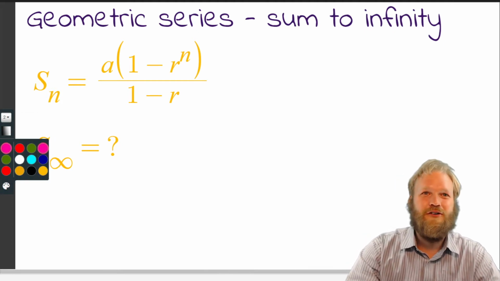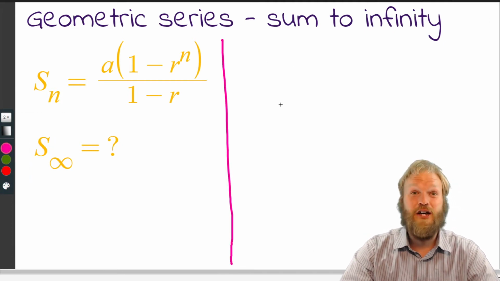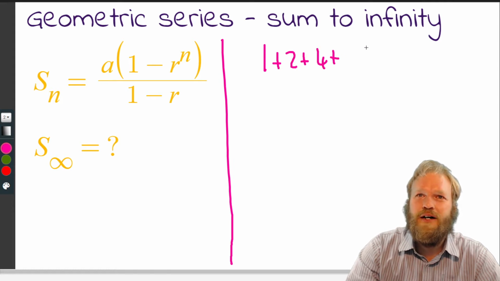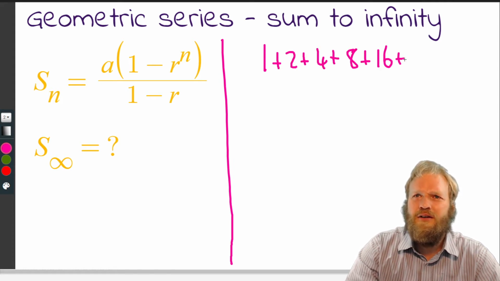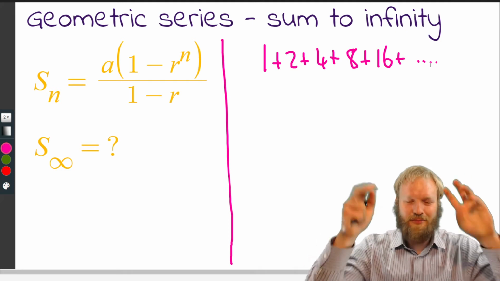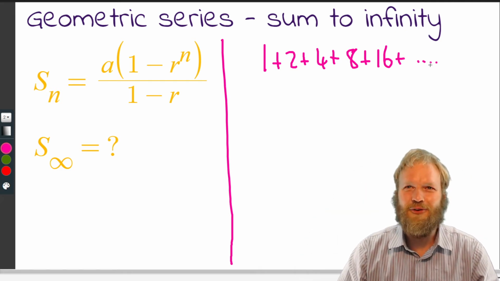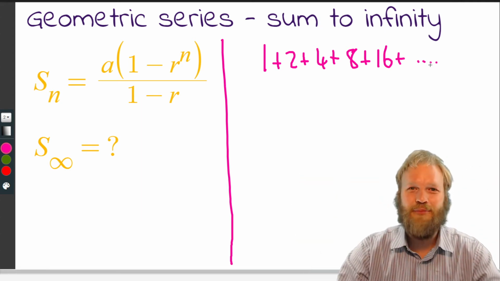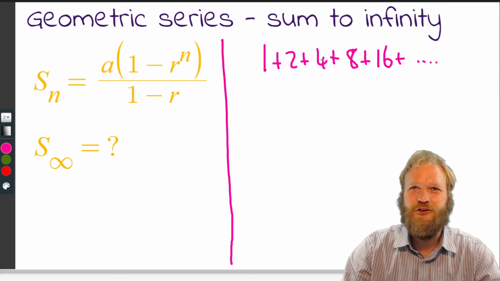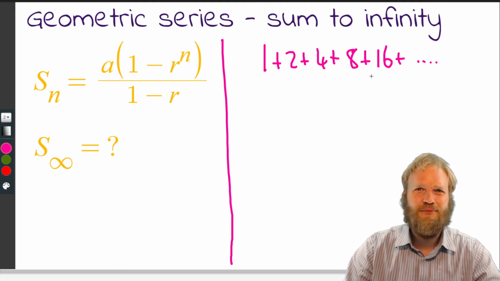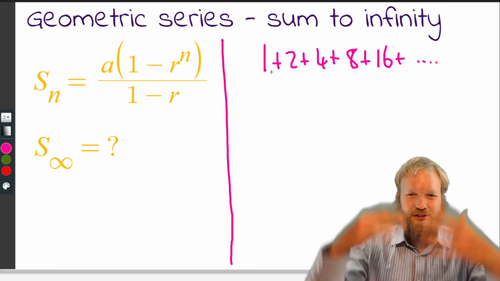So if we've got some sort of geometric series, let's say we've got something that starts at 1 and doubles: 1 plus 2 plus 4 plus 8 plus... If we keep doing this forever and ever, well, the concept of infinity is quite a difficult one, but isn't that just going to keep getting bigger and bigger? 1 plus 2 is 3, plus 4 is 7, plus 8 is 15, plus 16 is 31. So clearly the sum to infinity for this one is just going to keep getting bigger.